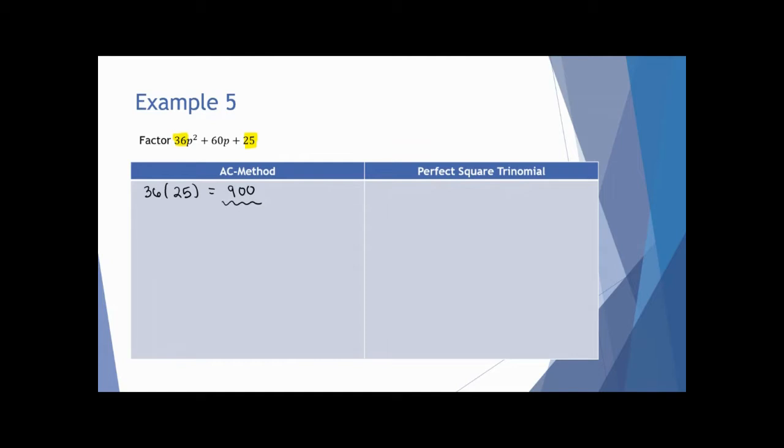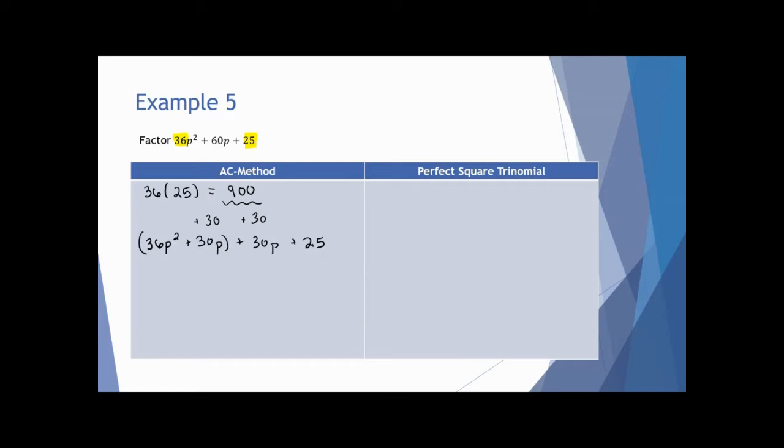Now I'm looking for 2 numbers that multiply to 900 and add to 60. Because I'm multiplying to a positive and adding to a positive, they're both going to be positive. Now looking at this, 3 times 3 gives me 9. 30 times 30 gives me 900. And then 30 plus 30 gives me 60. So those are going to be the numbers. And you notice that there's 2 of them. So I'm going to rewrite my expression. I have 36p squared plus 30p plus 30p plus 25.